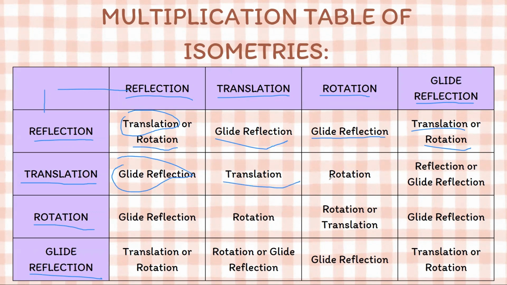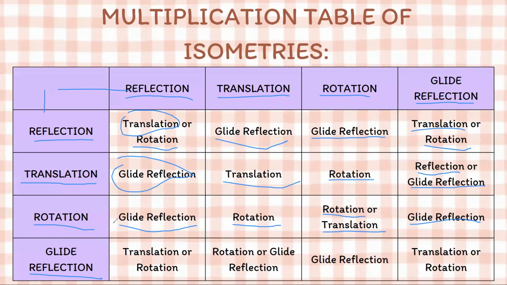Translation and rotation will be rotation. Translation and glide reflection will be reflection or glide reflection. Rotation and reflection, glide reflection. Rotation and translation will result in rotation. Rotation and rotation, of course, will be rotation or translation. Rotation and glide reflection will result in glide reflection.